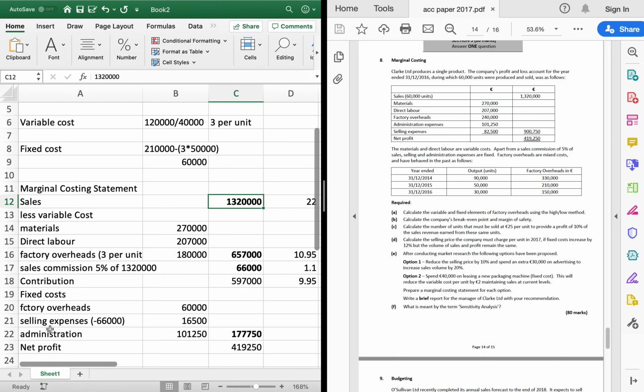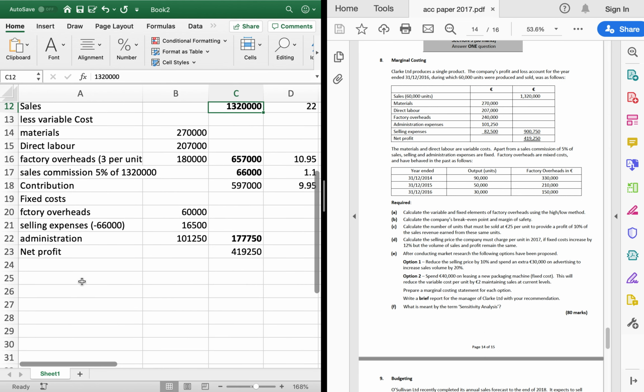So break-even point. So you just know your formula. Break-even point is fixed costs divided by contribution per unit. So fixed costs 177,750, and we're going to divide that by the contribution per unit, which is 9.95. Which is 17,865.